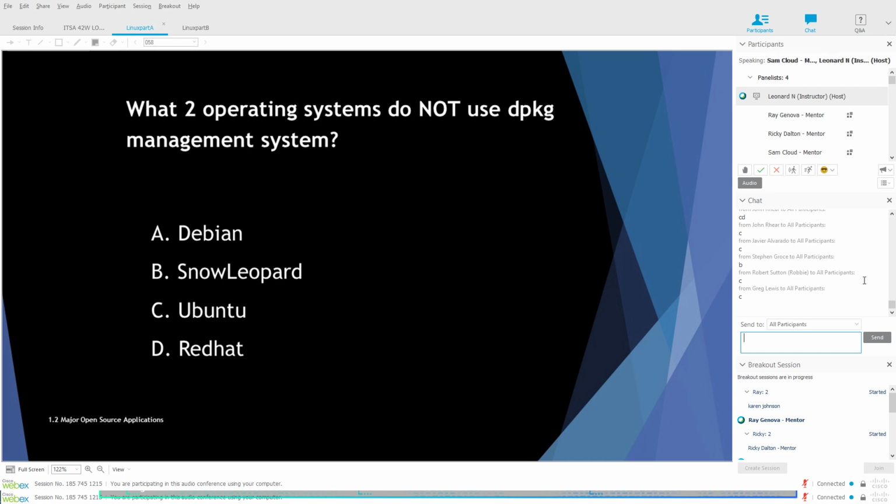Right. Which 2 operating systems do not use dpkg? Debian and Ubuntu do. They are both Debian-based systems. That leaves us with only Snow Leopard and Red Hat.